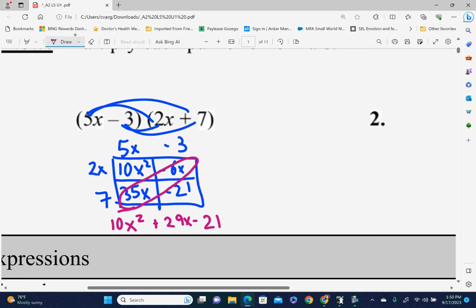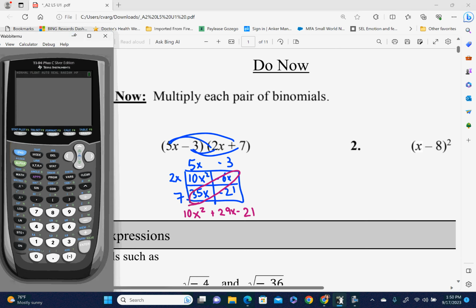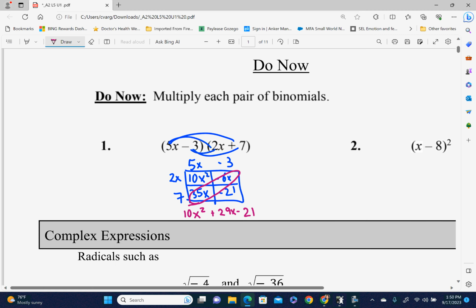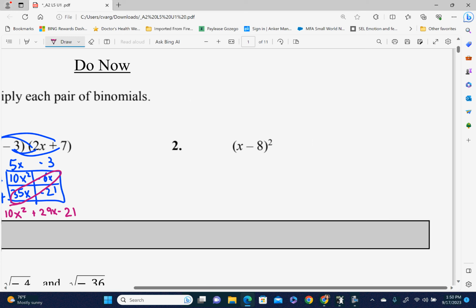Okay. All right, so that's how you go ahead and solve the first one, and you could verify in your calculator by doing 35 plus negative 6 or 35 minus 6, and that gives you where the 29 comes from, okay? This one is also squaring, right? Remember, squaring means to multiply by itself. So we're going to equal this to x minus 8 times x minus 8.